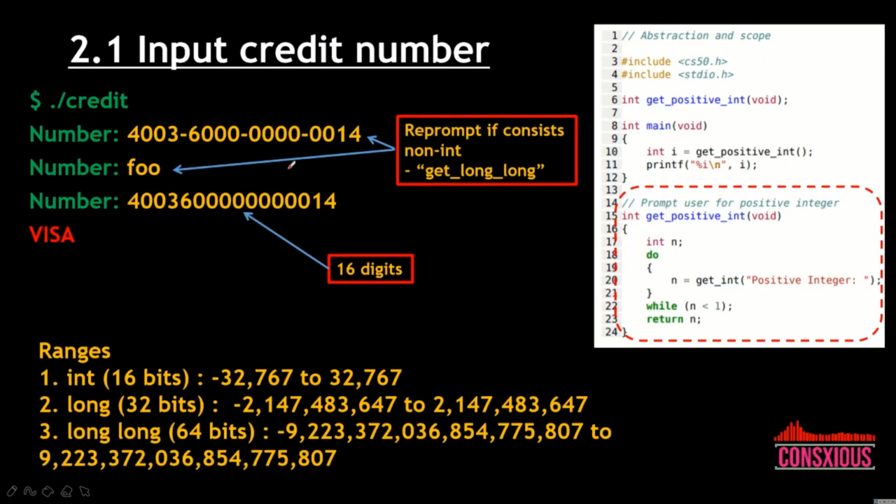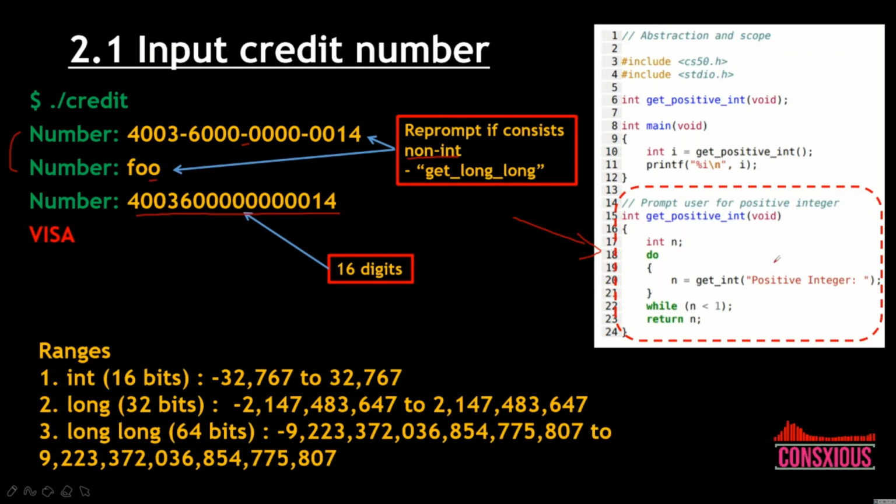So first we'll go through the first step, which is the input credit numbers. The program will reprompt the user if the input consists of any non-integer, for example the hyphens and the characters here. So if it's only integer, it will run the program and determine which category. So how can we construct these reprompt functions? We can use the CS50 example source code here for the positive integer, a do while loop. This function will only accept a positive integer.